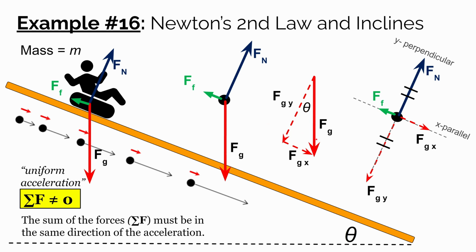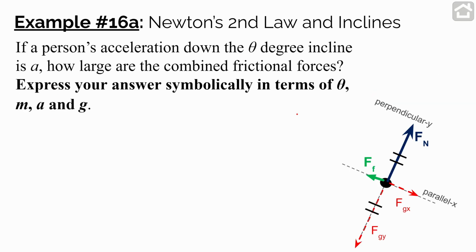The downward gravitational force has a component parallel to the ramp we call FGX, or the x component of gravity, and it also has a component that is perpendicular to the ramp, which we call the y component. And the angle of the ramp, we talked about this before, is the same angle that gravity makes with the y component, the perpendicular direction. So now that we know that, let's get to our problem.